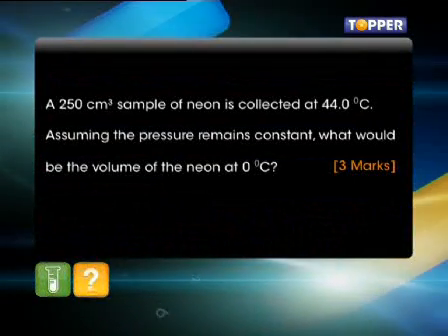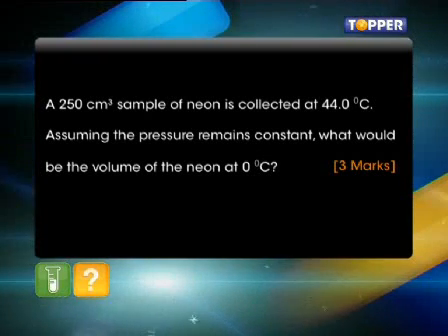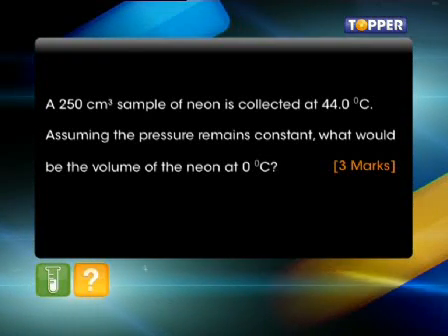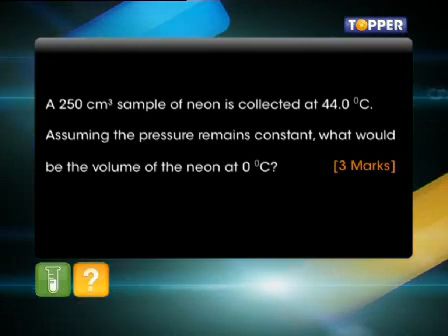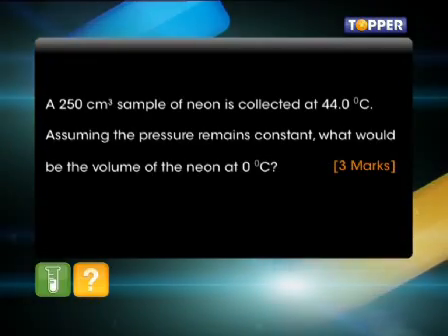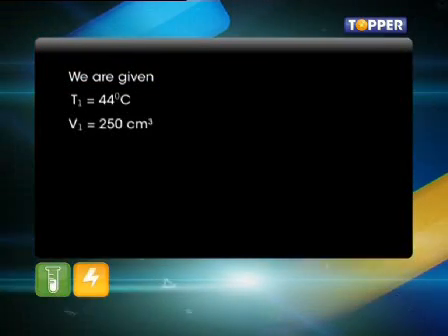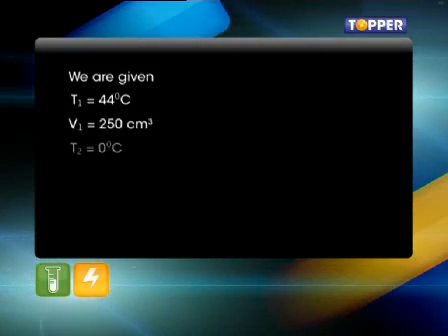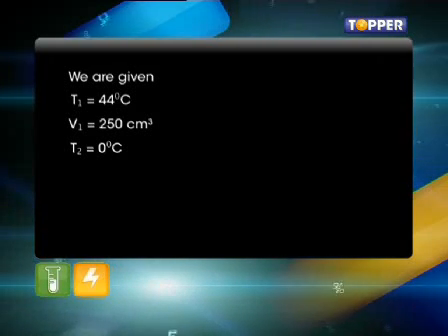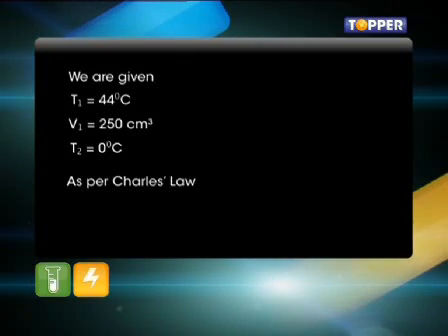Your question for 3 marks is, a 250 cubic centimeter sample of neon is collected at 44 degrees Celsius. Assuming the pressure remains constant, what would be the volume of the neon at 0 degrees Celsius? Now let me answer this for you. The volume of gas at 44 degrees Celsius is given as 250 cubic centimeters. The volume to be calculated is at 0 degrees Celsius when the pressure is constant. Thus, this is a case where Charles' law will be applicable.